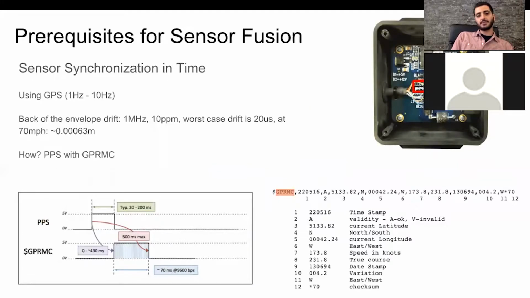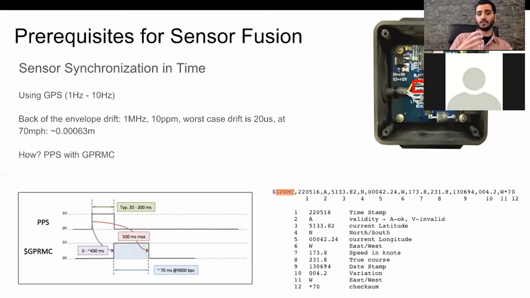Another prerequisite for sensor fusion is related to timing. All the sensors on board the vehicle need to have the same concept of what now is. And luckily for us, we actually have a very strong periodic signal coming onto the vehicle, and that's the GPS reception. Because we have GPS and usually the receiver is giving us data somewhere between 1 and 10 hertz, we can use this information to actually synchronize different sensors together.